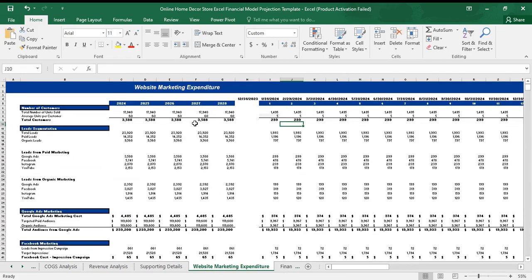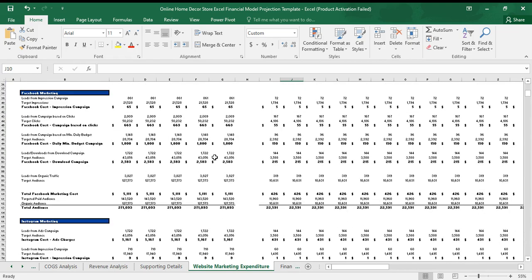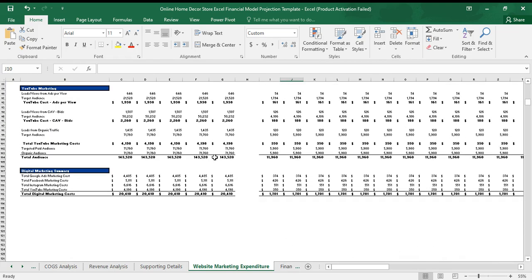Next is the website marketing expenditure. Here we have calculated the expenditure being incurred on the website marketing, and we have calculated it both annually and monthly.